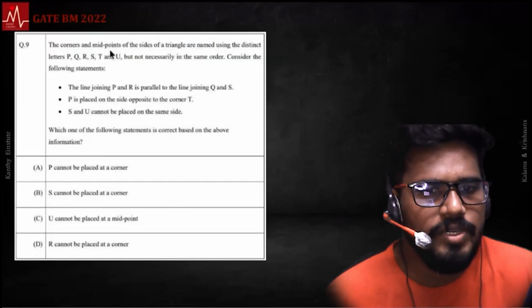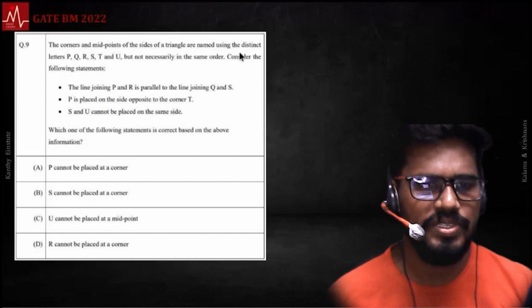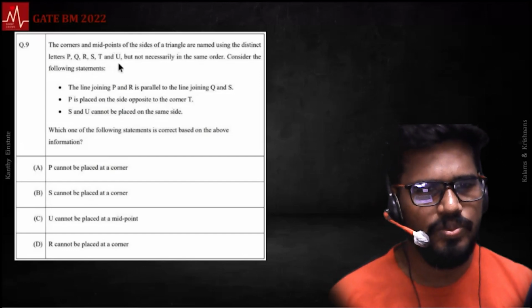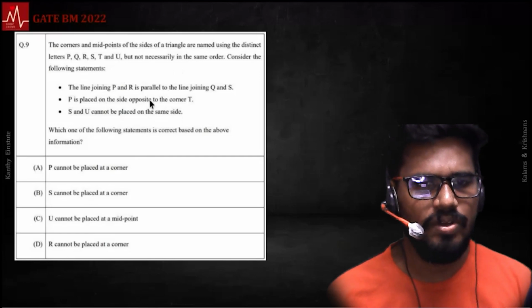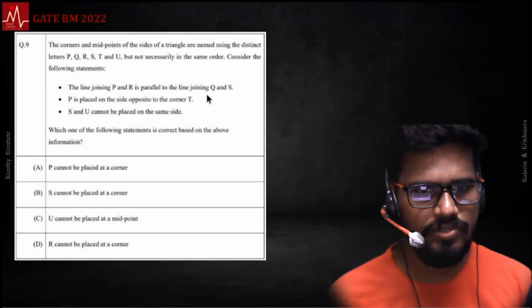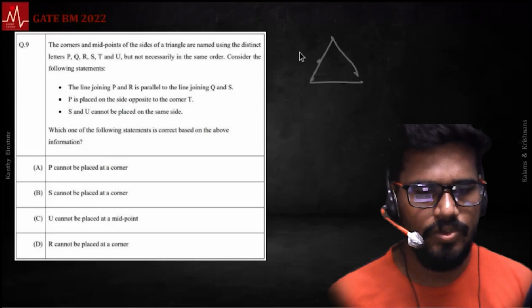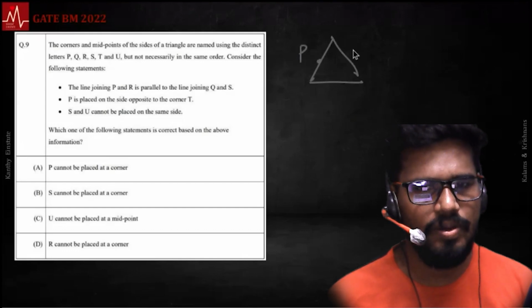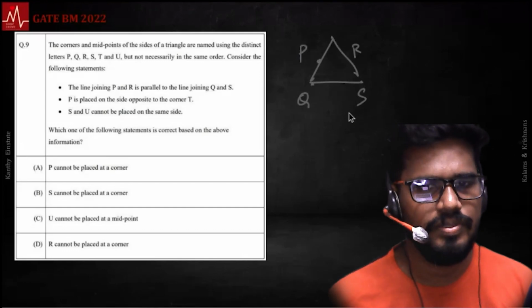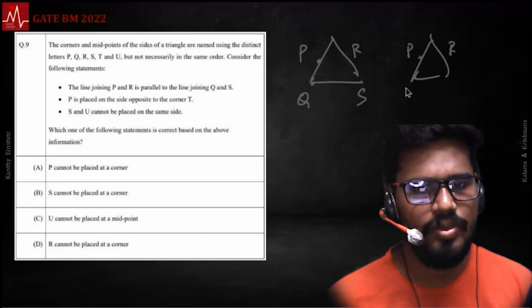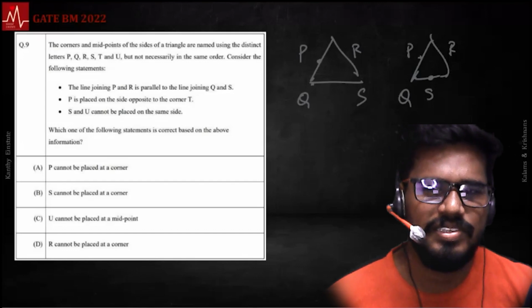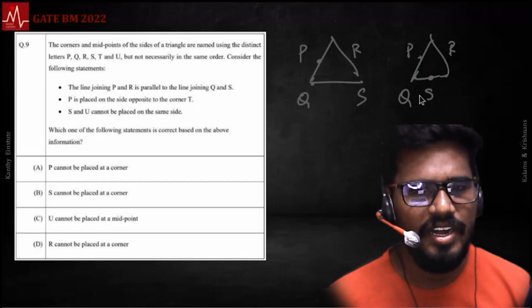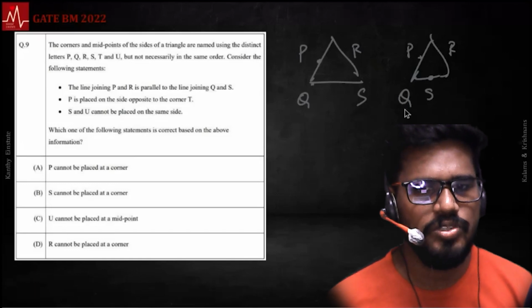The corners and midpoints of the sides of a triangle are named using the distinct letters P, Q, R, S, T, U, but not necessarily in the same order. Consider the following statements. Line joining P and R is parallel to the line joining Q and S. Triangle and midpoints. So notice P, R, Q, S. You can technically rotate the triangle, but at least that is the generality. You can flip the triangle and have Q here instead, and can have it here, right? So notice at least there are two possibilities.